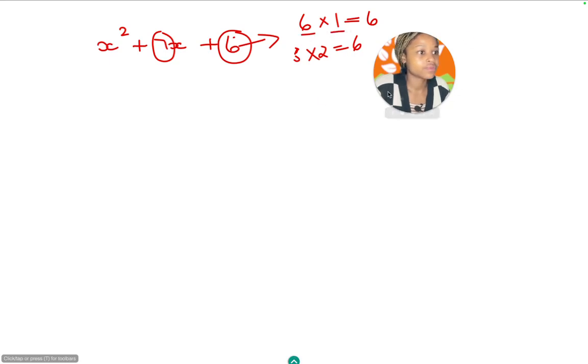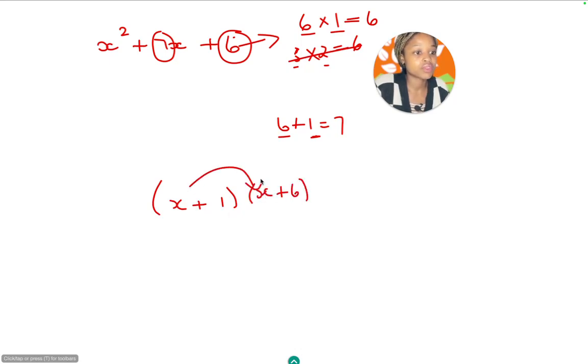6 and 1, 6 plus 1 is in fact 7. So these two numbers are going to go into the brackets, because 3 and 2 just doesn't work. So we have to cancel that, okay? And that's why our answer then becomes x plus 1 and x plus 6. And remember, if we distribute them, we get the exact same thing.